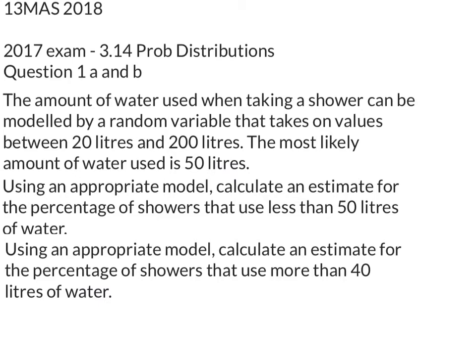We're given some information at the start of the question, and then we've got 2 probability questions that we're going to do. The first is an achieved one, and the second's a merit question. So we're told that the amount of water used when taking a shower can be modelled by a random variable that takes on values between 20 litres and 200 litres, and the most likely amount is 50 litres. So straight away I know that that's a triangular distribution because I've been given the minimum, 20, the maximum, 200, and the mode, which is 50.